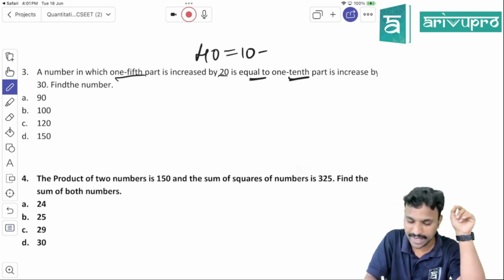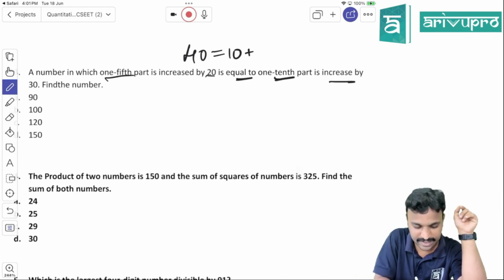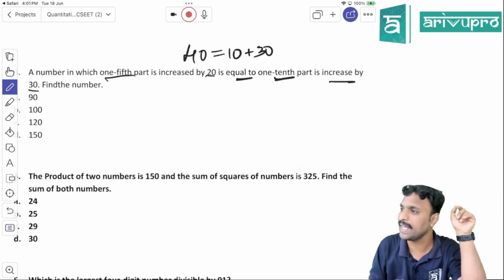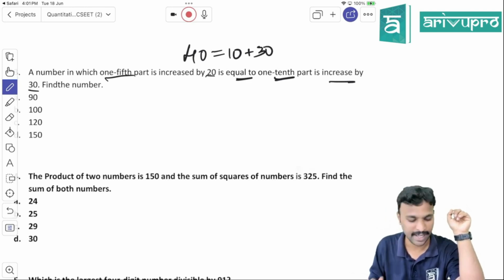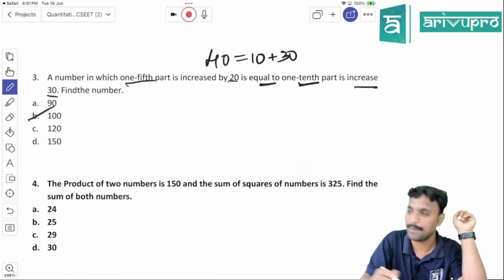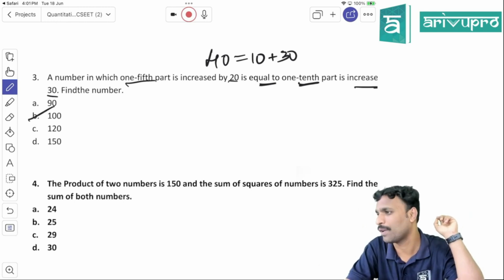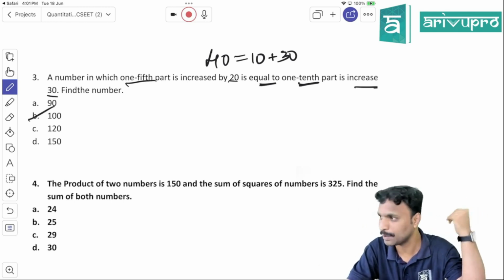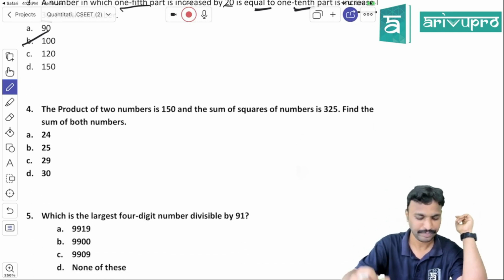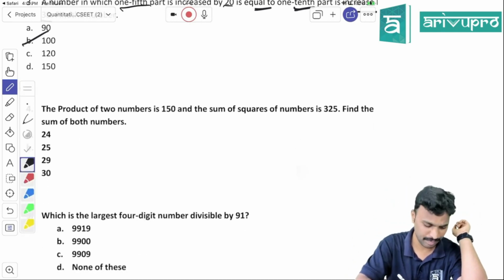Correct? Increased by what they have said? 30. So 10 plus 30, 40. 40 is equal to 40. Therefore, the number is definitely 100. Clear? A whole number only you check always. Having more number of zeros, that number only you check. Moving on to the next question.